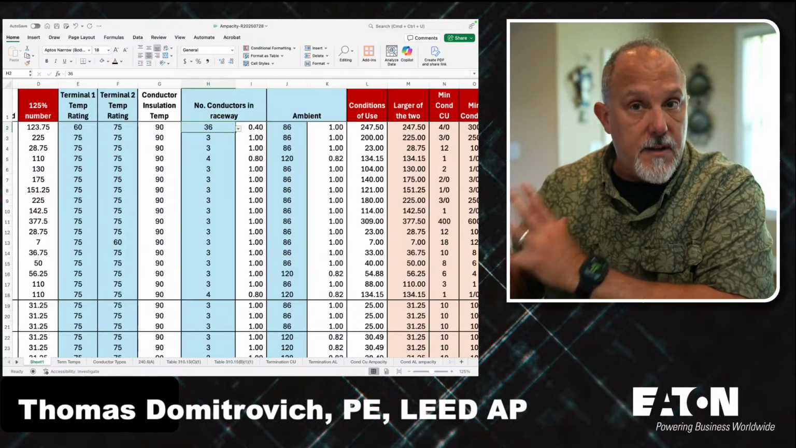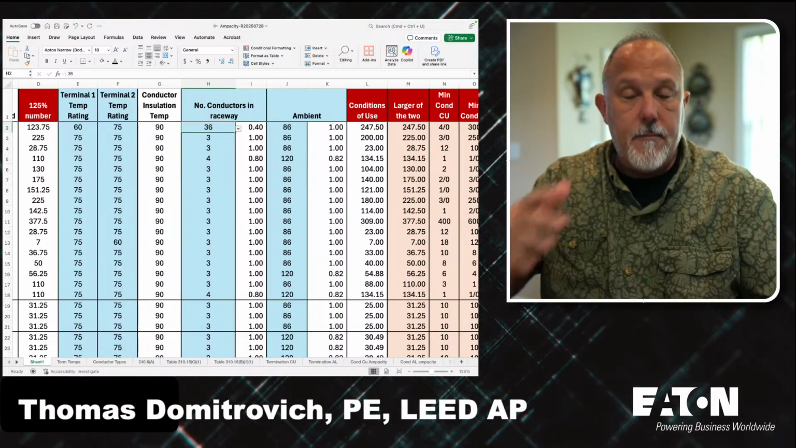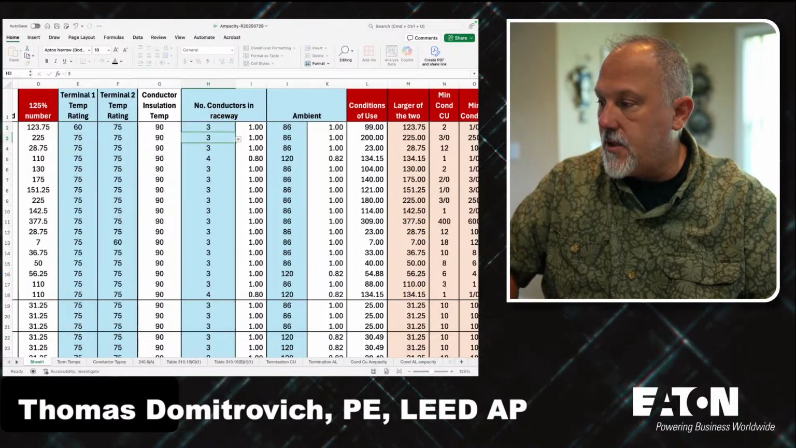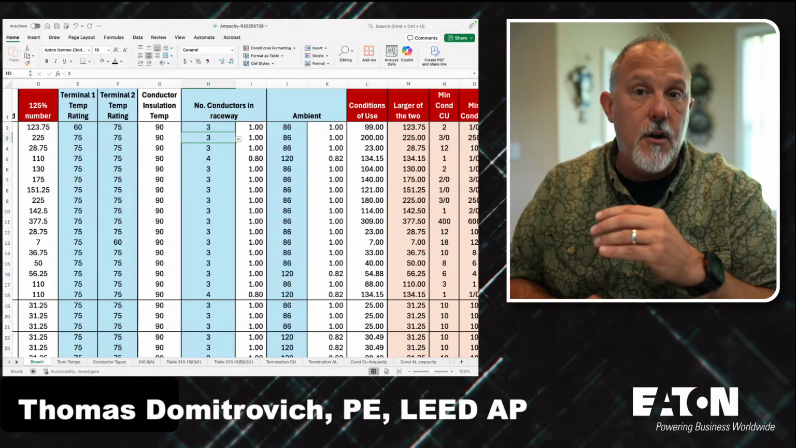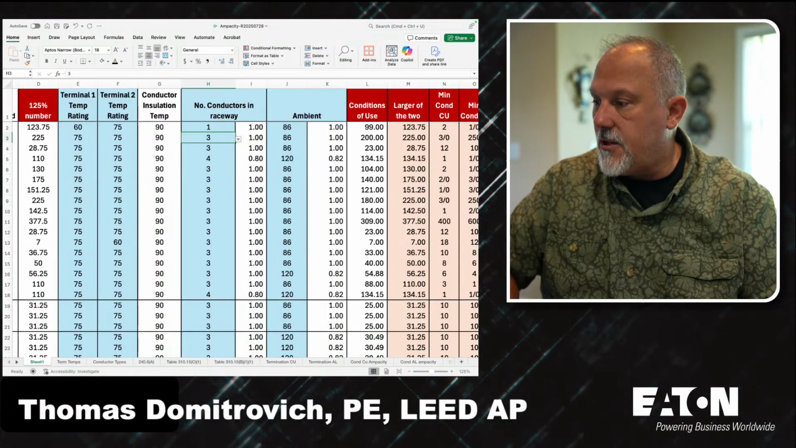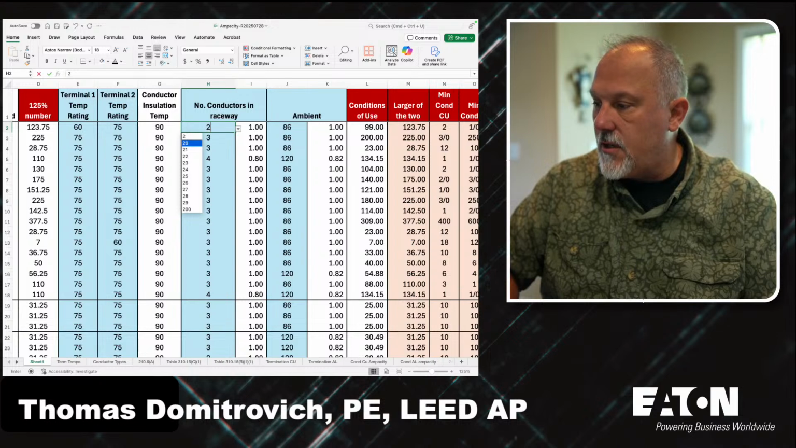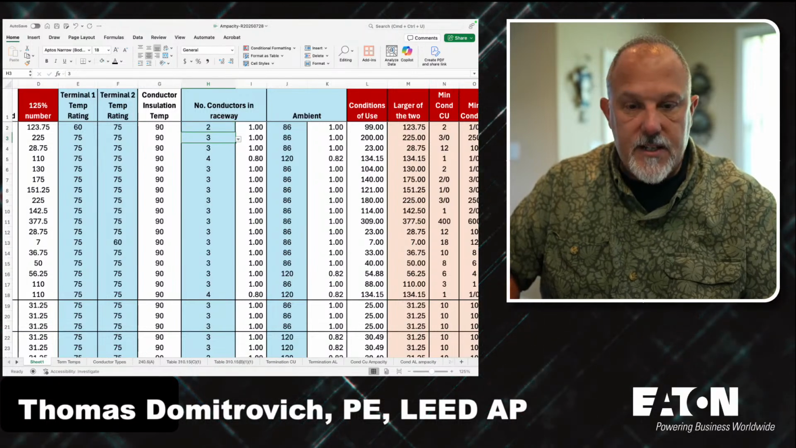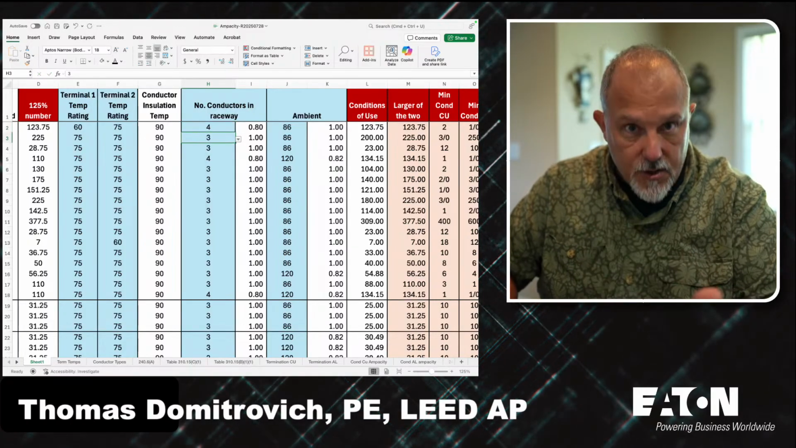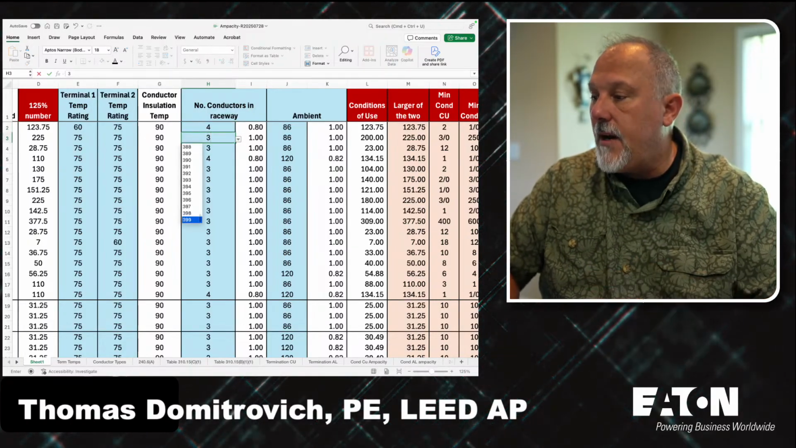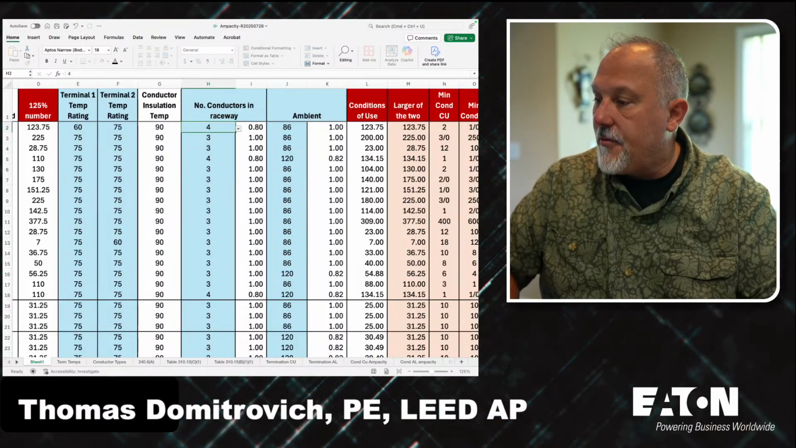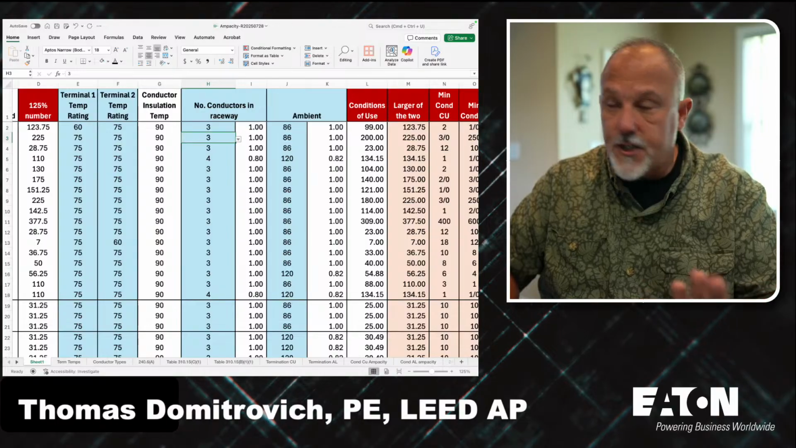I imported the tables from, or I mimicked the tables from the code. So remember, the cutoff is 4. If I said 1 conductor, it's still a 1.0. If I said 2 conductors in a raceway, it's still 1.0. If I said 3 conductors, it's still 1.0. The moment I go to 4, it goes to 0.8. So I'm going to keep my number of conductors at 3 for standard conditions of use.